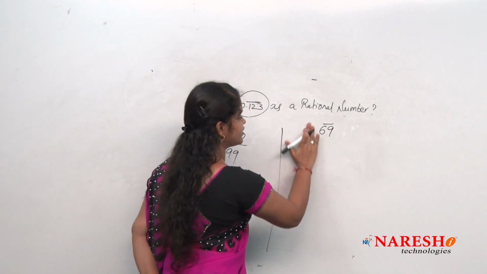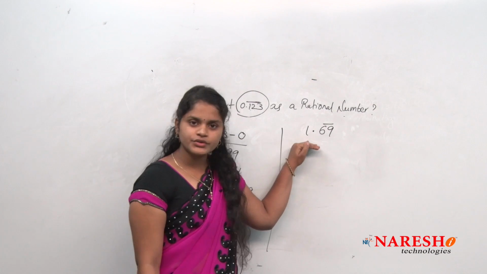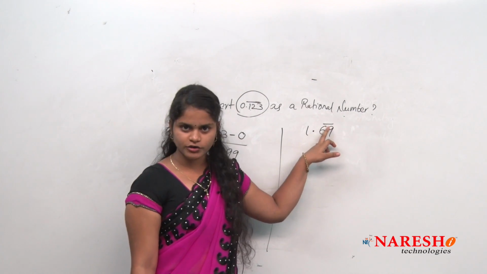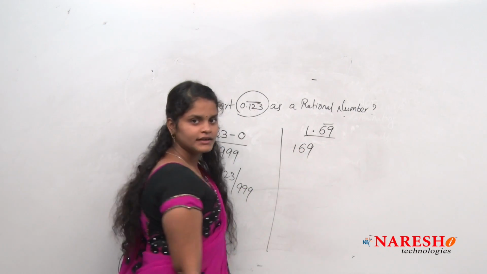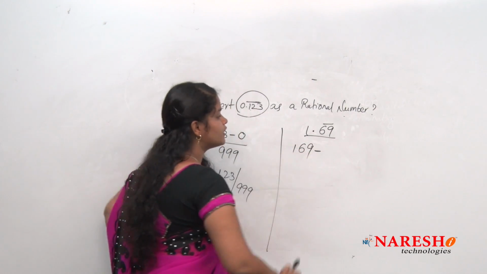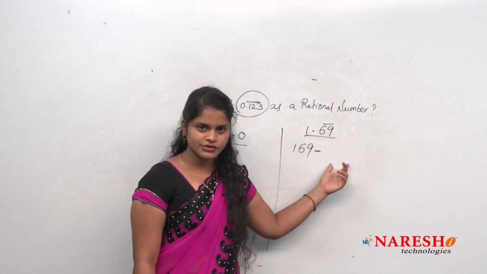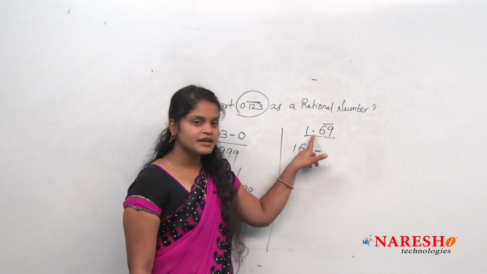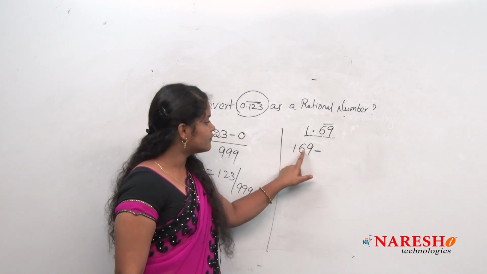Okay, let me take 1.69 bar. Okay, so what I should do? I should write the entire number without decimal and without bar. So what is my entire number? 169 minus whatever the number is not having bar, we are supposed to subtract it. Okay, see, 69 is having bar, and what is the number without bar? 1. So I should subtract 1 from 169.